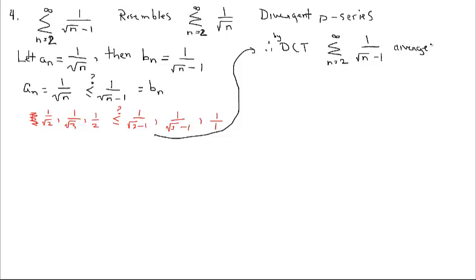All right, so that was the DCT, yet another test to determine if a given series converges or diverges. Okay, so we have two more. We have the alternating series test and also the ratio test in upcoming videos. And no worries, once we get through all the tests, we're going to take some time to just put them all together and look at series and review which test would be the best.